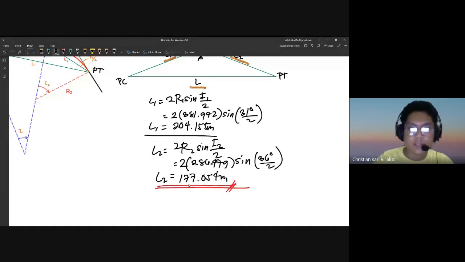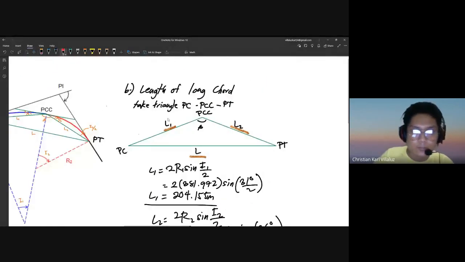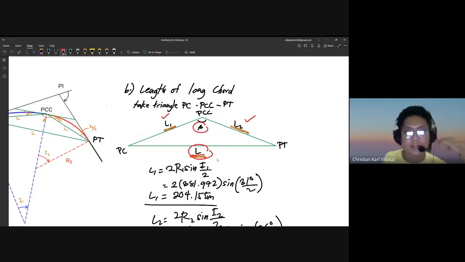So we have L1, L2. Check na. So in order to determine the length of long chord, we can use law of cosines. So using law of cosines, kung ito yung unknown, kailangan natin yung value ng opposite angle niya, which is itong beta. So, paano mahanap itong beta?